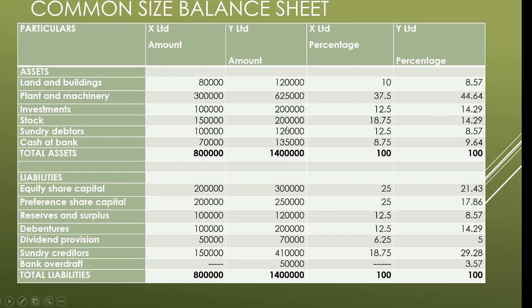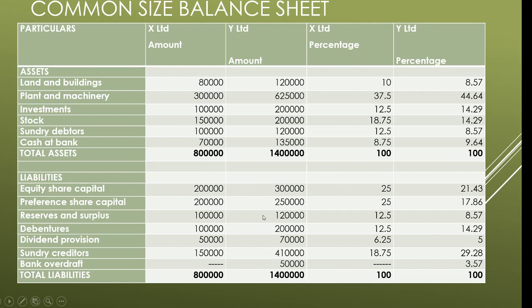Same for stock also, 2 lakh, that is 14.29%. Sundry debtors 1,20,000 divided by 14 lakhs, 8.57%. Cash at bank 1,35,000 divided by 14 lakhs into 100, 9.64%. This is how the percentage values are found out. Now comes the liabilities. So we have written down the values of liabilities.